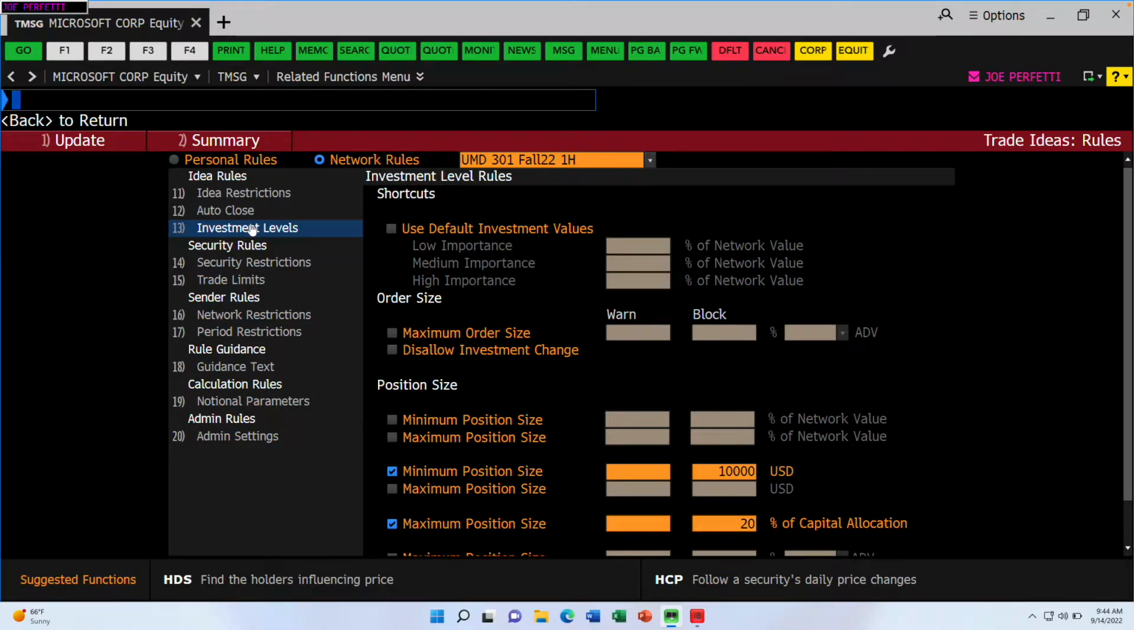Now, if you buy a stock and you put 20% in and the stock goes up, it won't make you liquidate it, but then you just couldn't add to that position for that same stock, right?